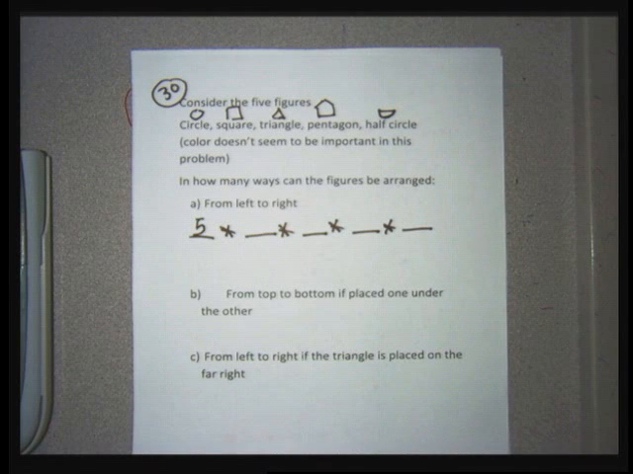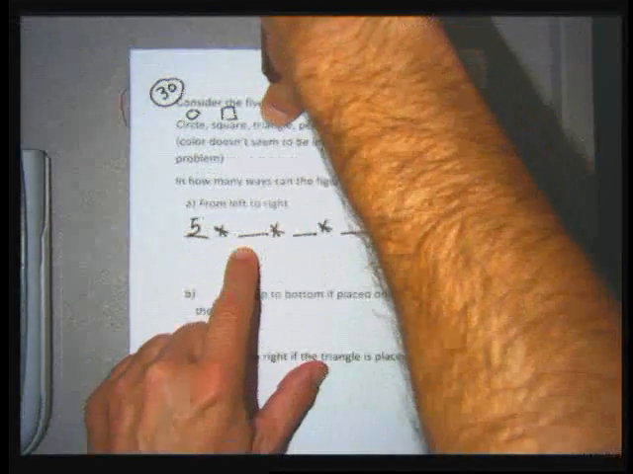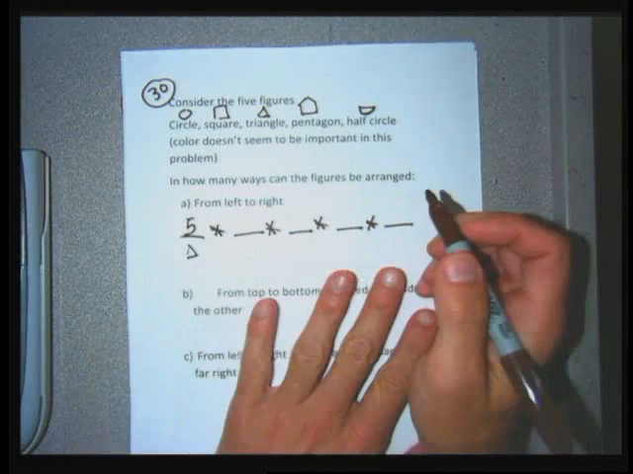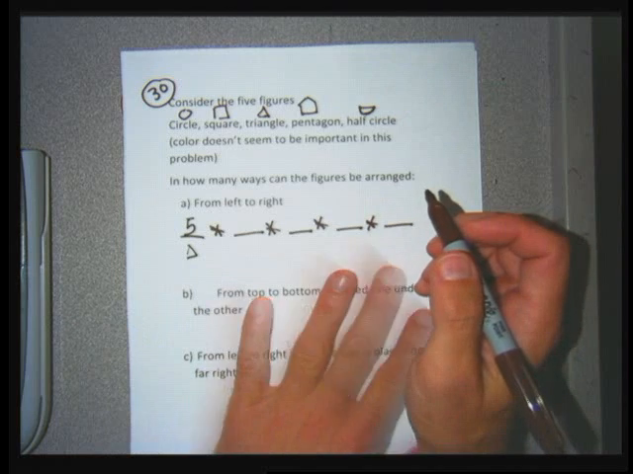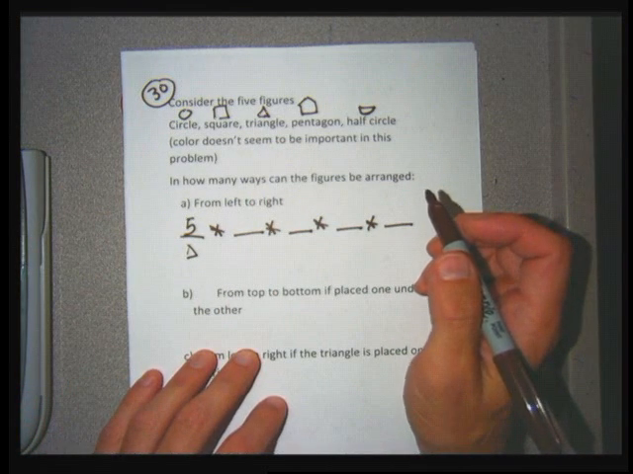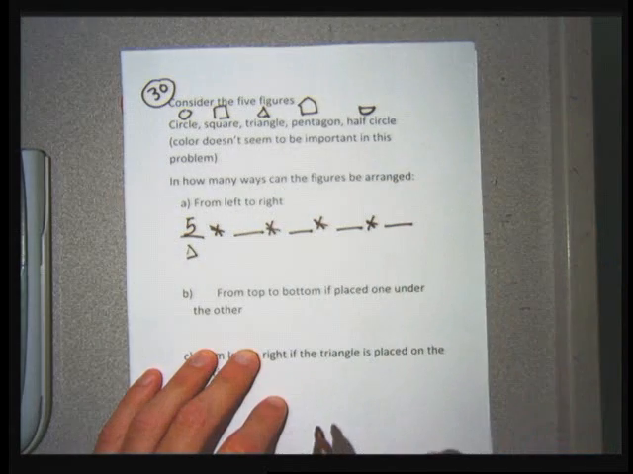I'm assuming that once I pick a figure, it's in place and I can't pick it again. So if this first figure was a triangle, when I go to place the next shape, I couldn't place a triangle again because I'm only placing these 5 figures. I'm not allowed to duplicate. Even though the author didn't say we aren't allowed to duplicate, I'm assuming each one of these spots just needs to get one of the shapes.